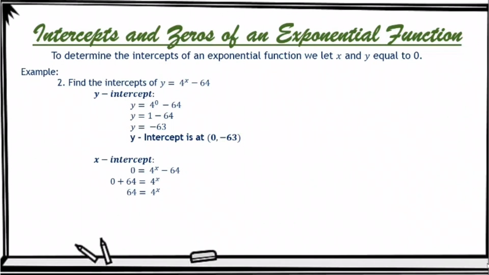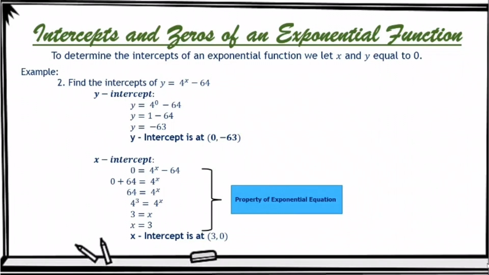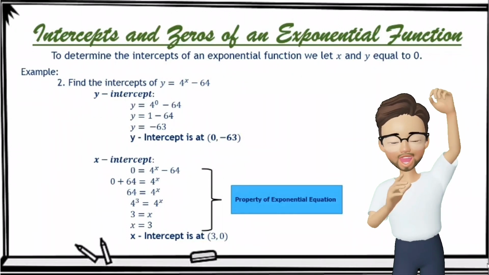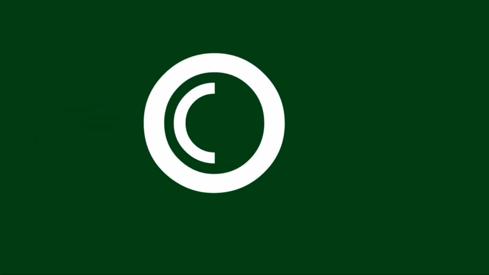Applying the property of exponential equation, we need to come up with a similar base. The factor of 64 will be 4 raised to 3. So our resulting equation now will be 4 raised to 3 is equal to 4 raised to x. Since we already arrive at the same bases, we can now focus on the exponent. So 3 is equal to x, and by the symmetric property, that is still x is equal to 3. Therefore, your x-intercept is at 3, 0.